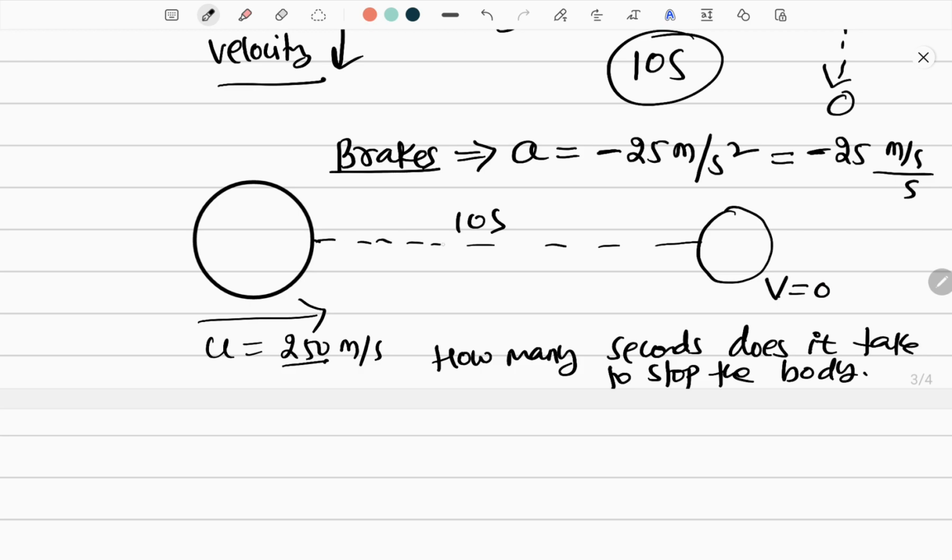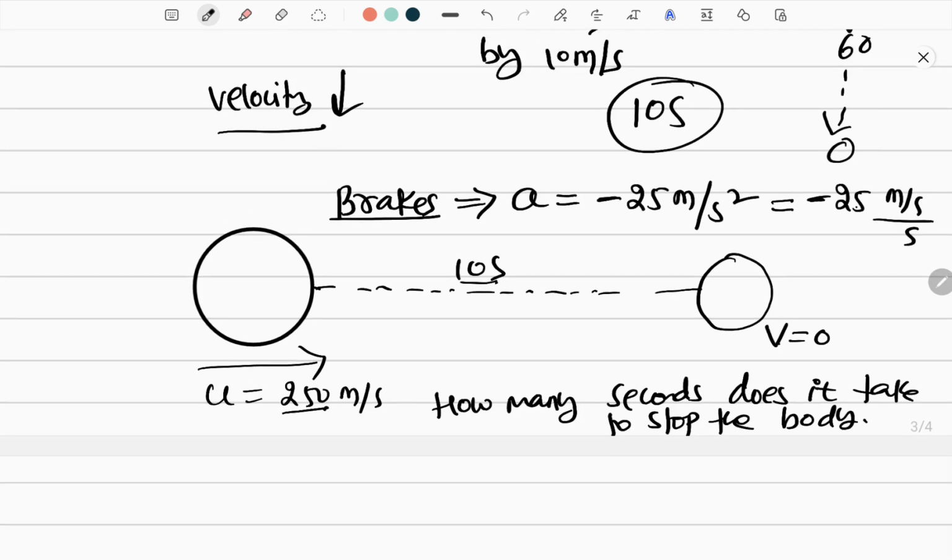Just look at this. Please try to understand. It was moving with 250 meter per second. Immediately after 1 second it becomes 225, then 200, then 175, then 150, like that. 25 is decreasing. So after 10 seconds, look at this, 25 into 10 is 250. So in 10 seconds this body will come to rest.